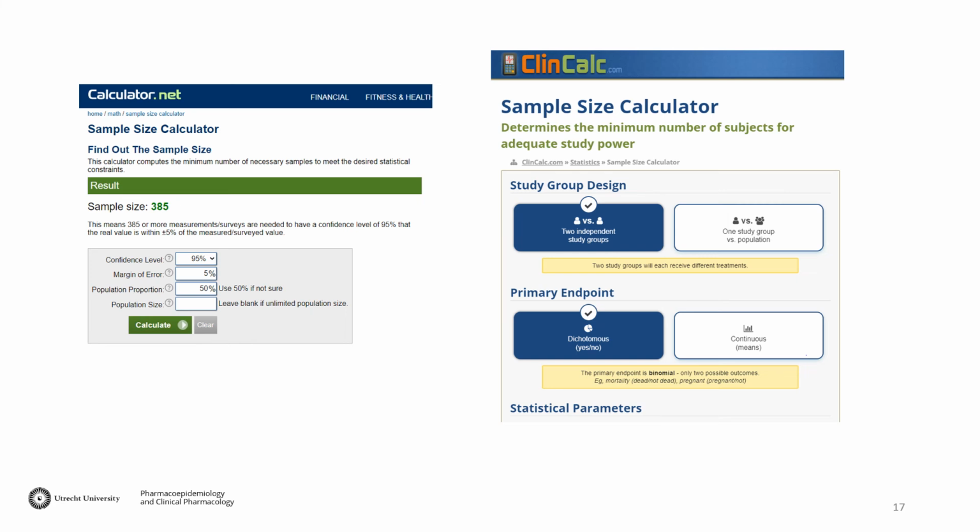Likewise, there's, for example, ClinCalc, where you can actually select what kind of study group design you have. So if you have one group versus the population, or two independent groups, and you could also select what kind of endpoints, so that's what kind of outcomes you have. So is it a yes/no, or is it continuous variables? So these are very good, and they can help you a lot with calculating the sample size.